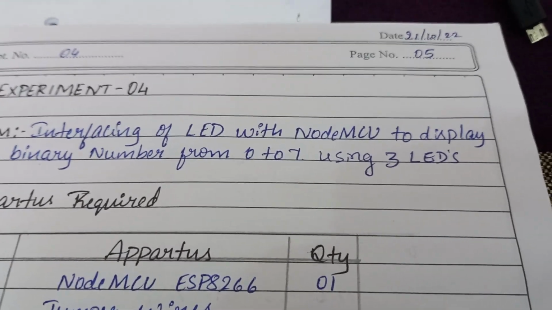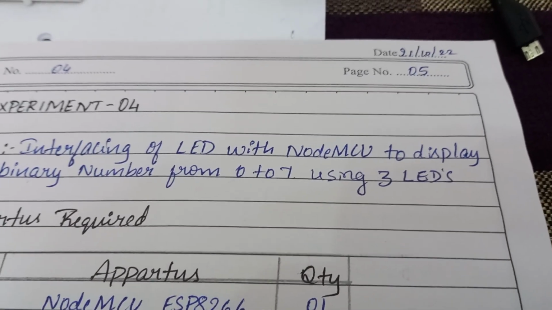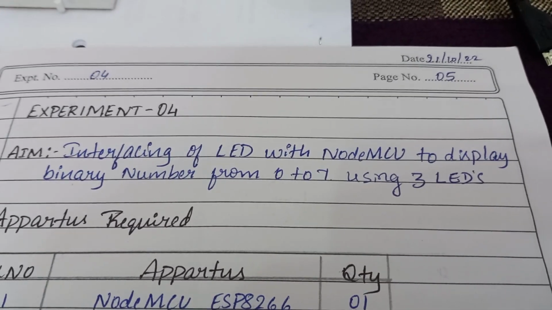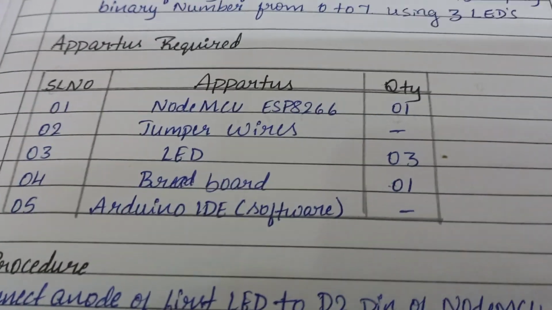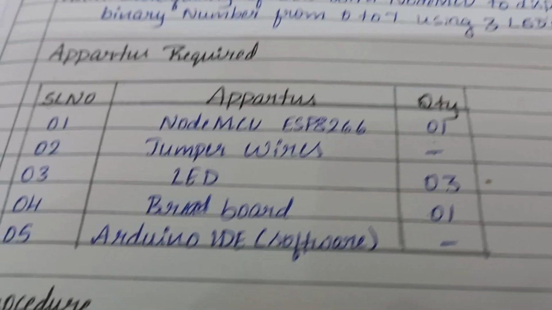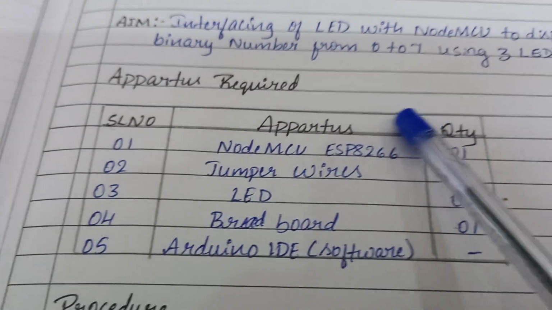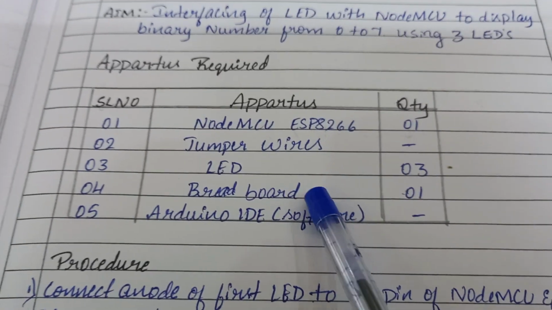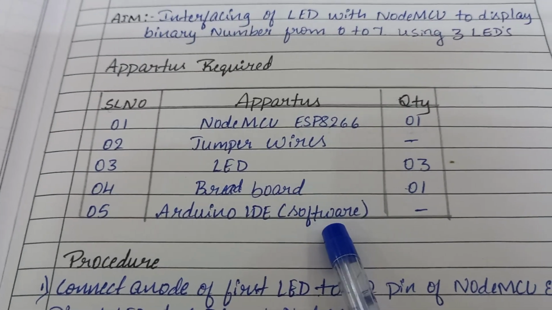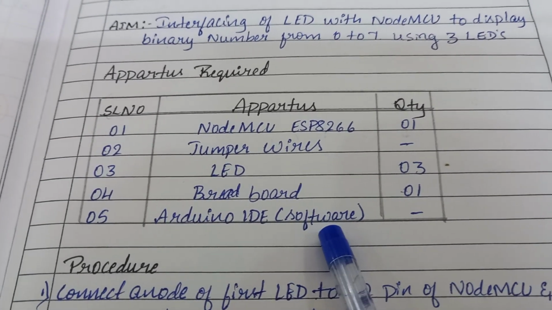Today we will interface 3 LEDs with NodeMCU to display binary numbers from 0 to 7. The components required to conduct this experiment are NodeMCU, jumper wires, 3 LEDs, one breadboard, and to write the program we need Arduino IDE software.